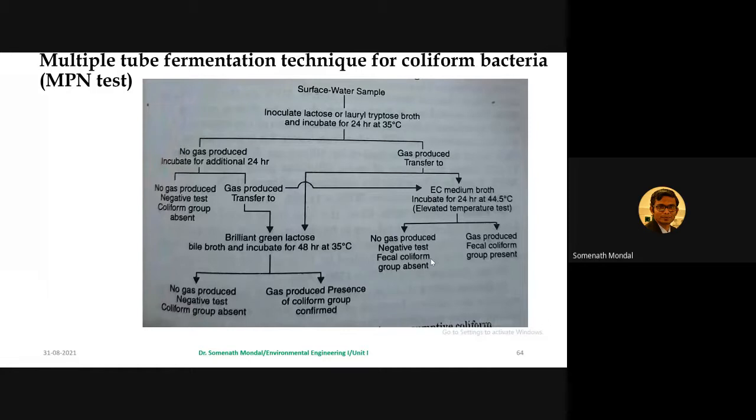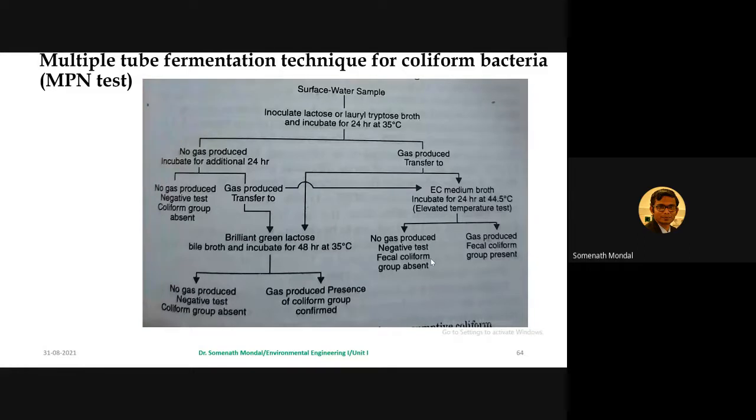Now we have got a positive in the presumptive test, so we have to go for the confirmatory test. There are two different broths by which we do the test. One is the brilliant green lactose bile broth, which I mentioned already. Another one is EC medium broth. We see again the no gas produced category. After 24 hours, if there is no gas produced, that is a negative test for coliform. That means there is no coliform group present in that particular sample.